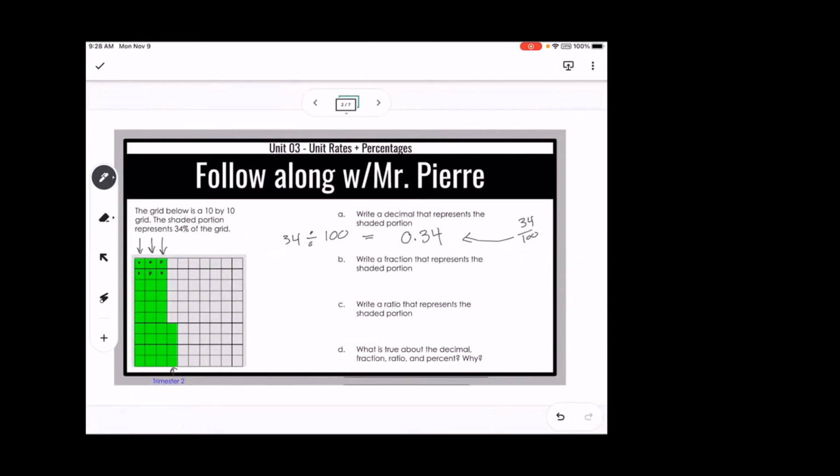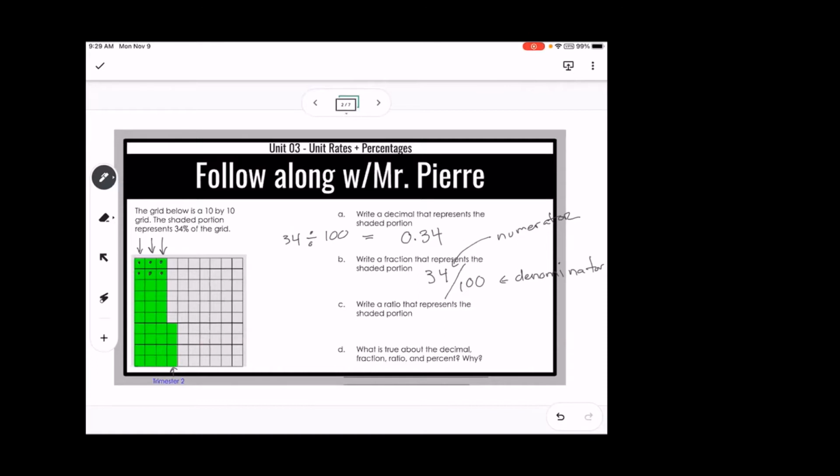This same percentage can be written as a fraction. And because of the way Mr. Pierre's mind works, that's what you saw over here, that this 34 over 100 represents the same thing. So out of 100, this bottom number is what we call the denominator. This top is what we call the numerator. And so 34 out of the total, or 100, which is our total, gives us this fraction.